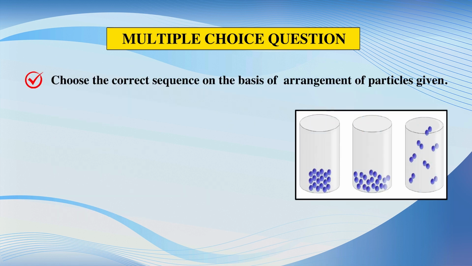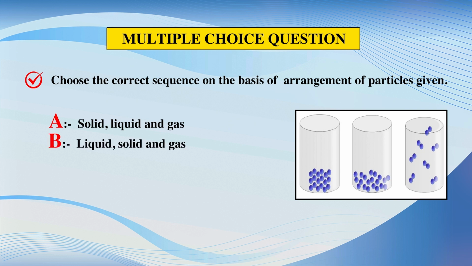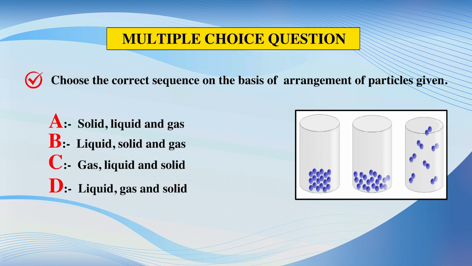Question number 4. Choose the correct sequence on the basis of arrangement of particles given. Option A, solid, liquid and gas. Option B, liquid, solid and gas. Option C, gas, liquid and solid. Option D, liquid, gas and solid. The correct answer is option A, that is solid, liquid and gas.